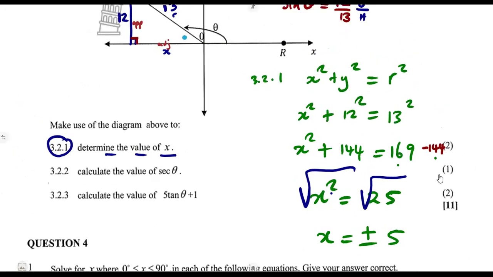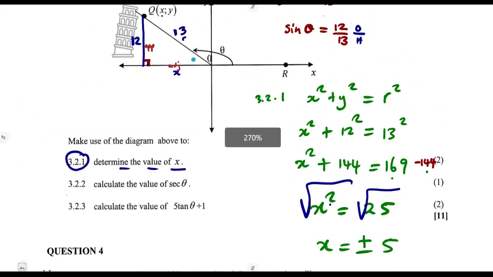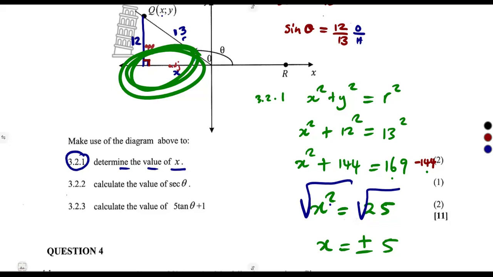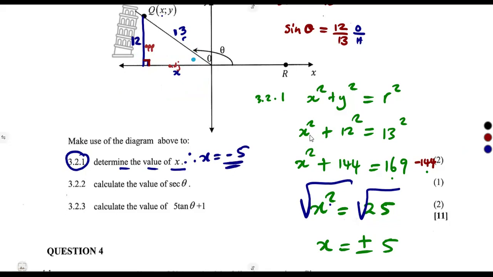But which one is the exact value? This is the y-axis, guys. It tells us to the right, x is positive. To the left, x is negative. Our diagram is to the left, so our x is supposed to be a negative value. To the negative here, to the left side, it's negative. So therefore, x is equal to minus 5.